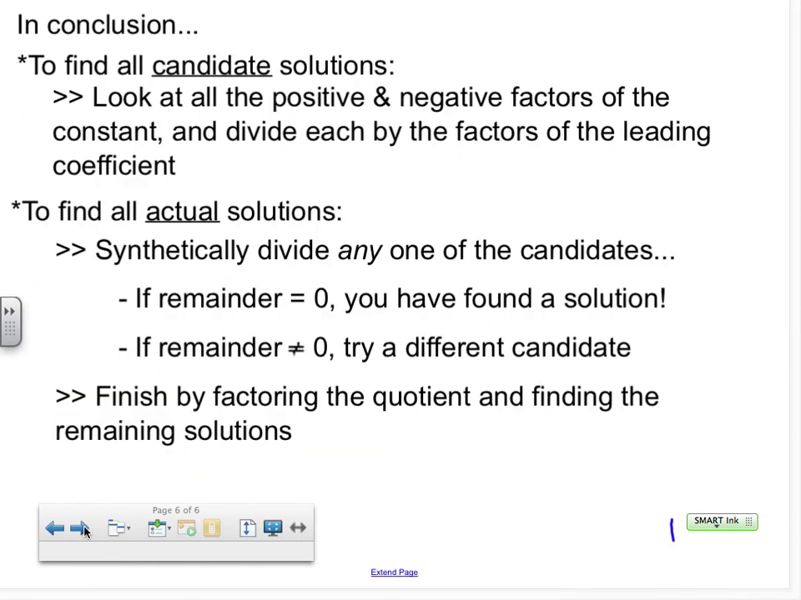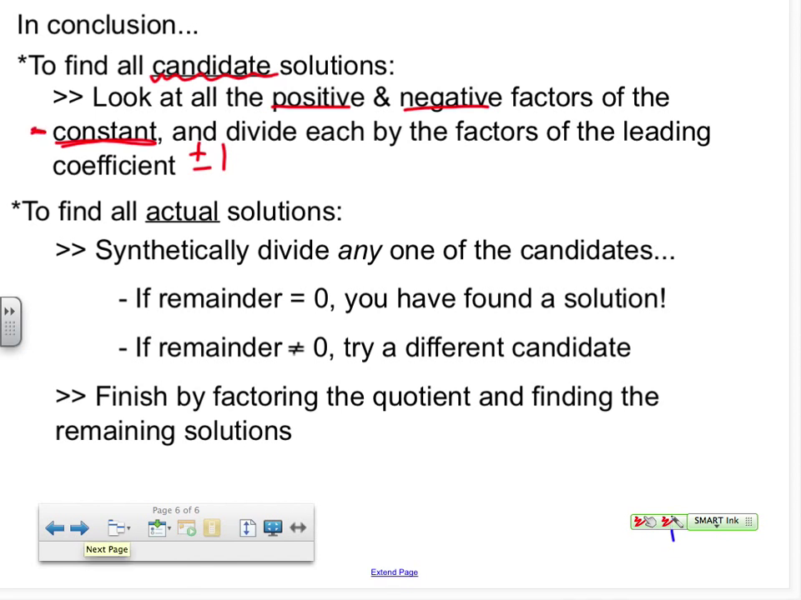Alright, so in conclusion, to find all the possible candidates for solutions, look at all the positive and negative factors of the constant and divide each of them by the factors of the leading coefficient. We are going to only give you, for now, ones that have 1 or -1 as a leading coefficient. We will not give you any other numbers there. So basically, you'll just be dealing with the factors of the constant.